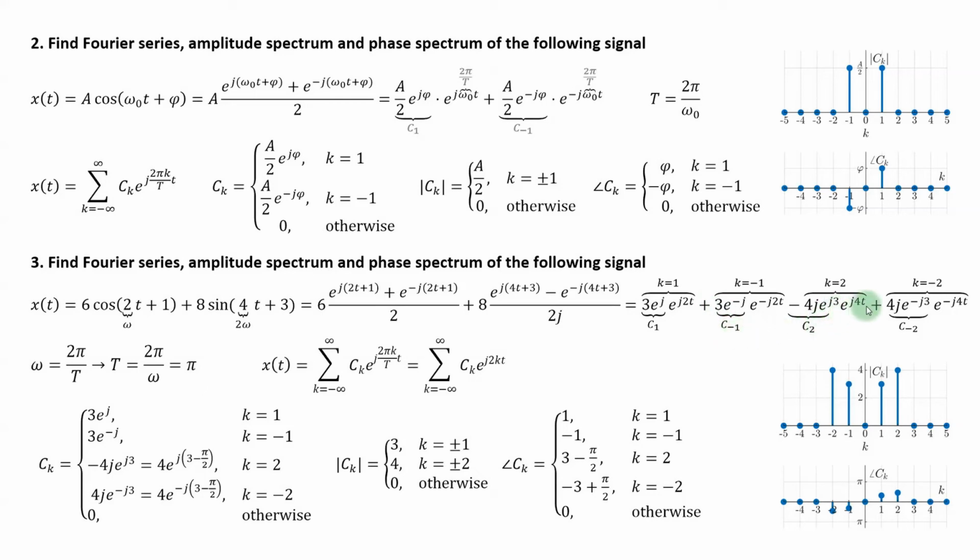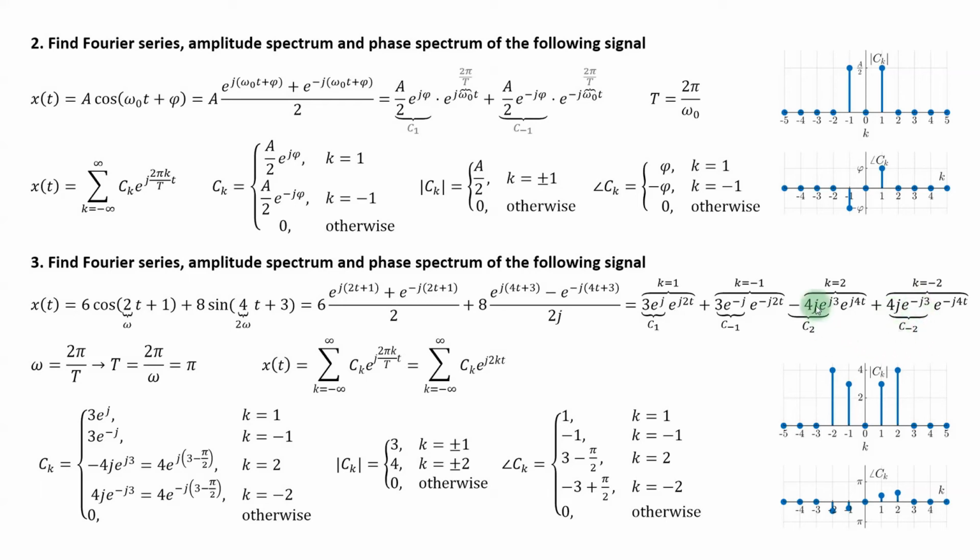Here, this exponential is actually this exponential for k is equal to 2. Thus, this entire expression is this summand for k is equal to 2. Therefore, this is the coefficient c sub 2. And finally, this exponential is this exponential for k is equal to minus 2. Therefore, this is the coefficient for k is equal to minus 2.